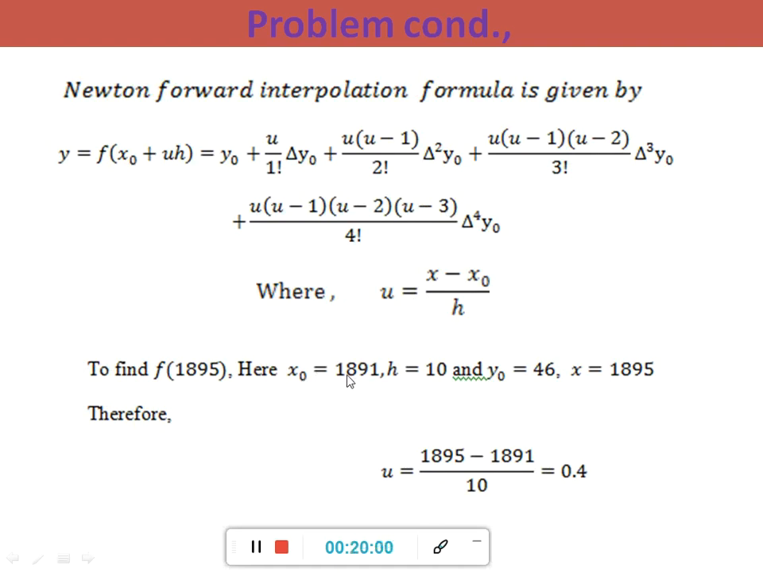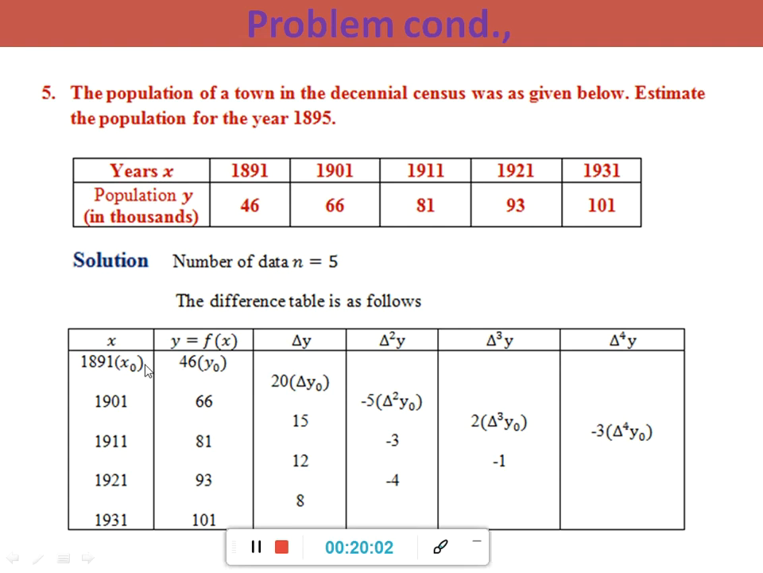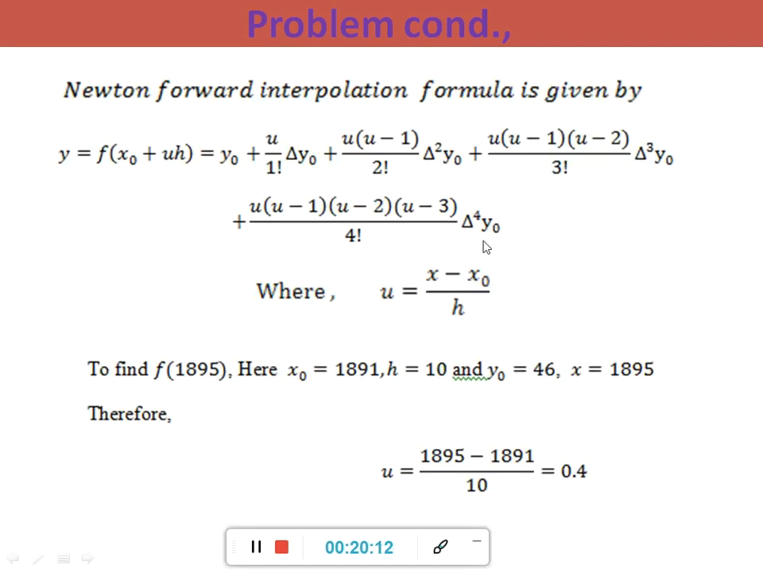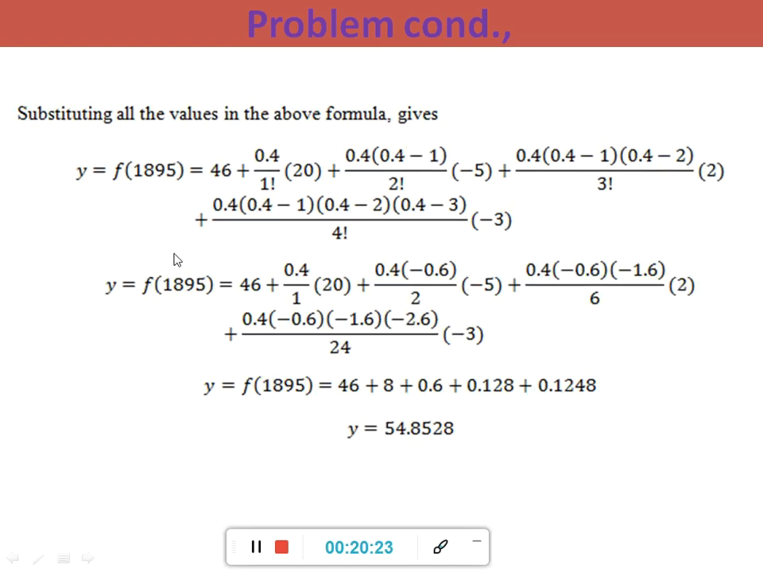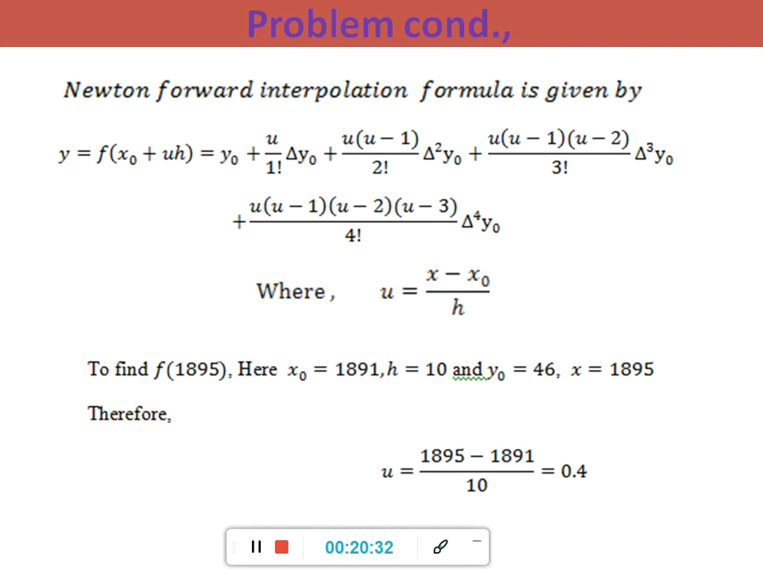So here x naught equal to first value, 1891, and h equal to, see the difference in x data is h, all the data are equally spaced. h equal to 10, y naught equal to 46. So substitute all the values here, we get u equal to 0.4. After substituting all the values in the formula, we get this equation. After simplification, we get y equal to 54.8528.